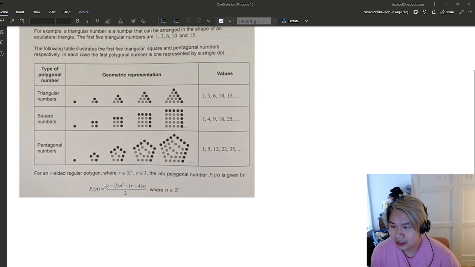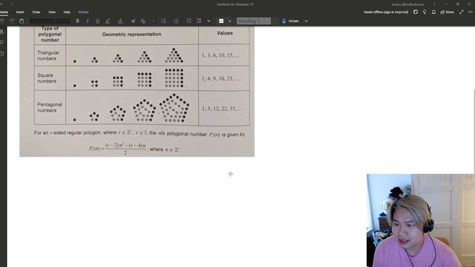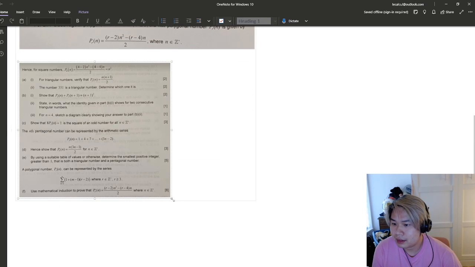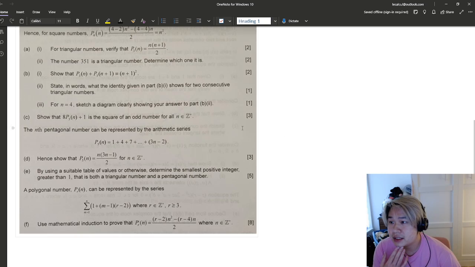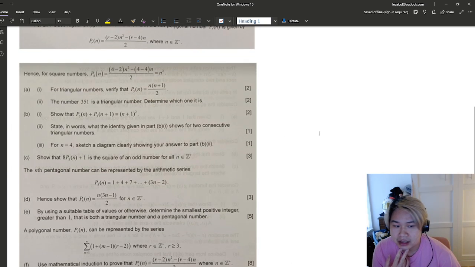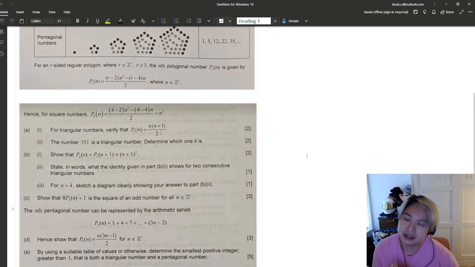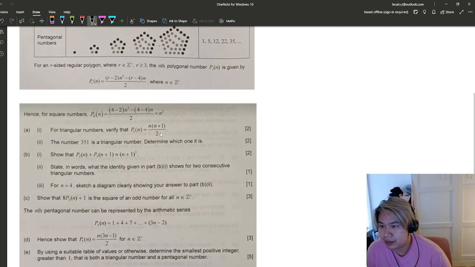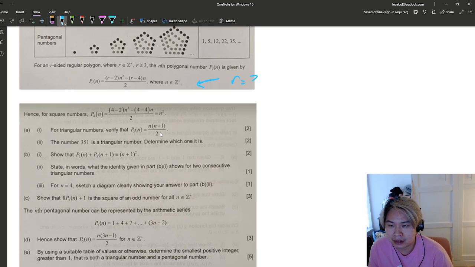For any r-sided regular polygon, the nth polygonal number can be given by this formula. And then the questions actually start on the second page. So hence square numbers, you have this one. And then for triangular numbers, we just need to verify that it's going to be this. So we're going to use the general formula that they gave us for triangular numbers, which means that r is 3.